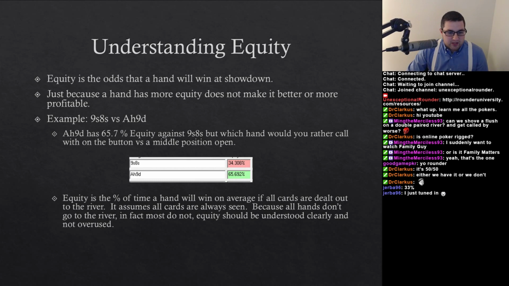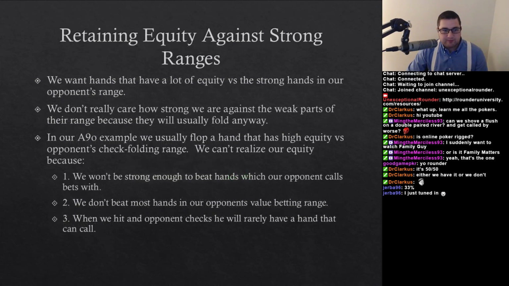Equity is the percentage of time a hand will win on average if all cards are dealt out to the river. Keep in mind that it assumes all cards are always seen. Because most hands don't go to the river, equity should be understood clearly and not overused. Just because a hand has more equity when it goes to the river doesn't mean it's actually going to make more money. We'll get into more examples of that as we go. But everybody understands what equity is? The percentage of time that a hand will win if all cards are dealt.